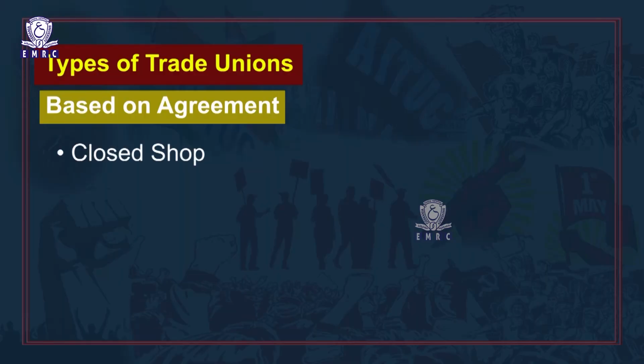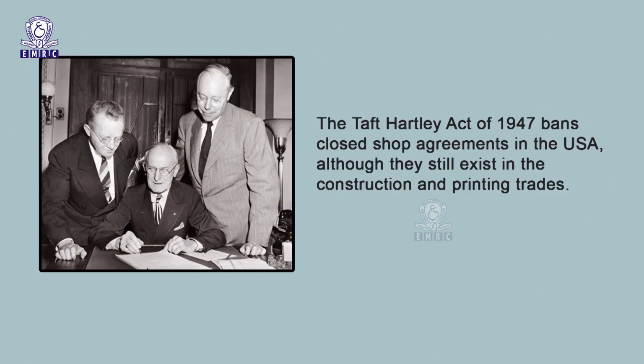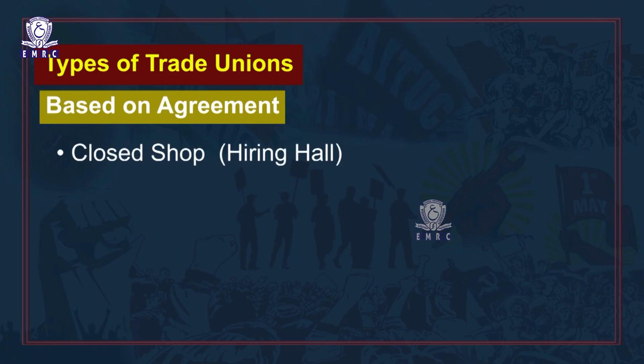It includes closed shop, where management and union agree that the union would have sole responsibility and authority for the recruitment of workers. It is called a closed shop agreement. The worker joins the union to become an employee of the shop. The Taft-Hartley Act of 1947 bans closed shop agreements in the USA, although they still exist in construction and printing trades. Sometimes the closed shop is also called the hiring hall.